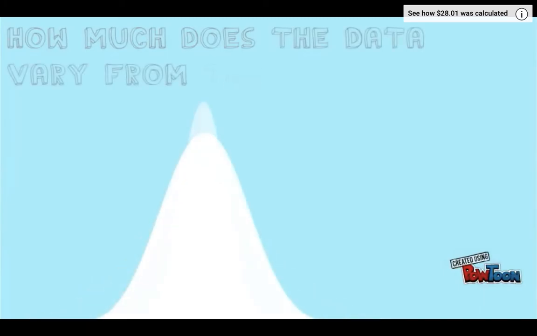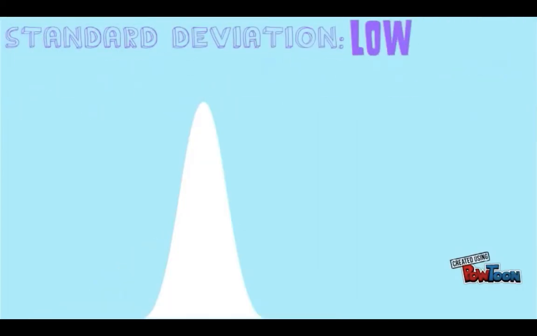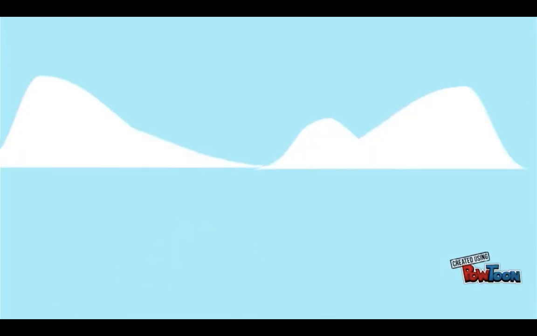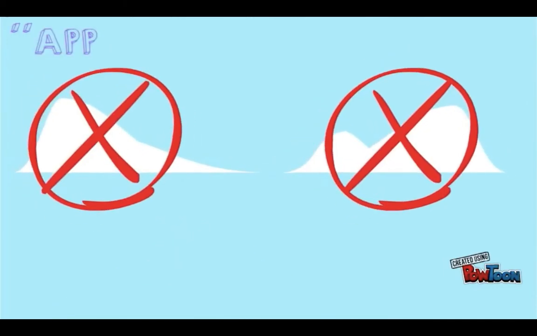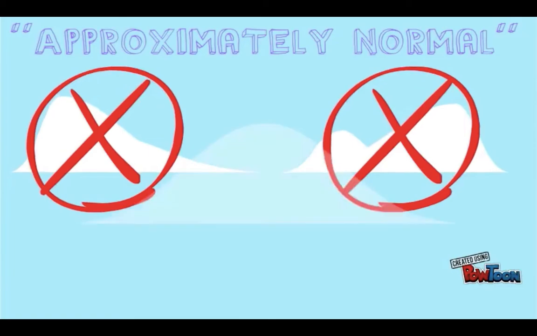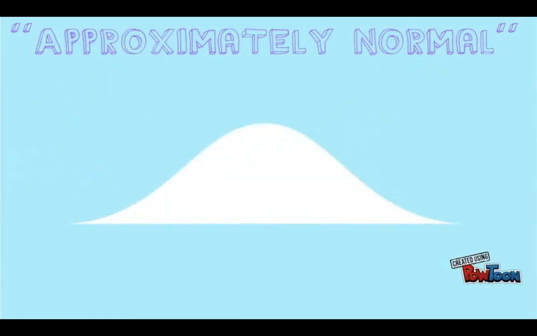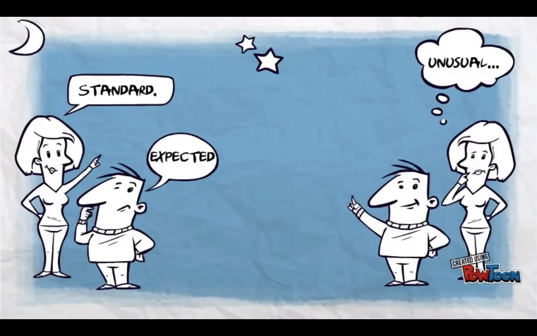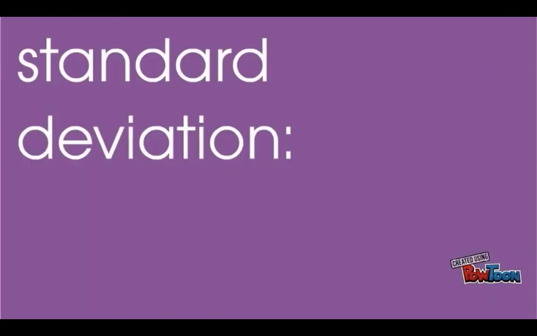How much does the data vary from the average? Standard deviation is a measure of spread, that is, how spread out a set of data is. A low standard deviation tells us that the data is closely clustered around the mean, or average, while a high standard deviation indicates that the data is dispersed over a wider range of values. Standard deviation is used when the distribution of data is approximately normal, resembling a bell curve. Standard deviation is commonly used to understand whether a specific data point is standard and expected or unusual and unexpected. Standard deviation is represented by the lowercase Greek letter sigma.